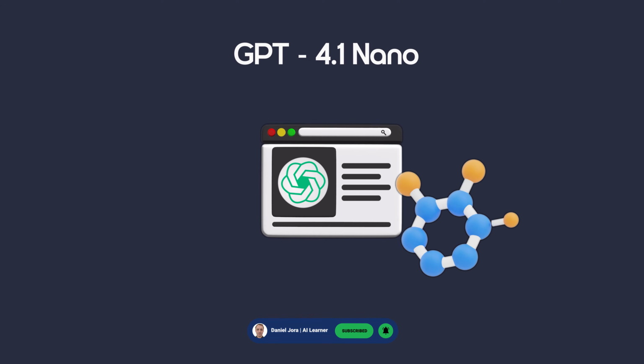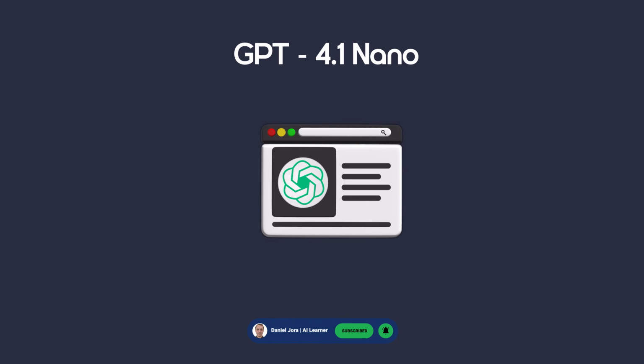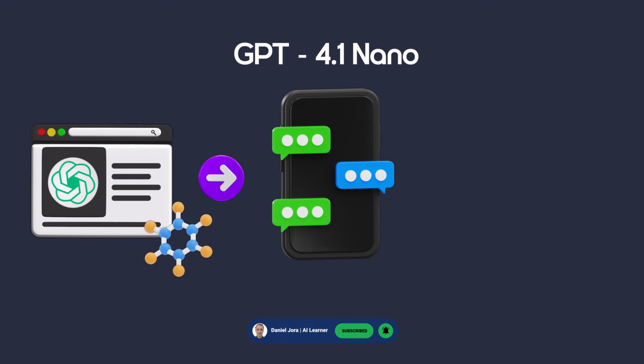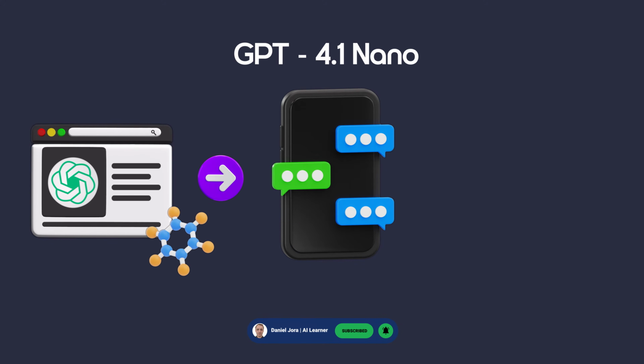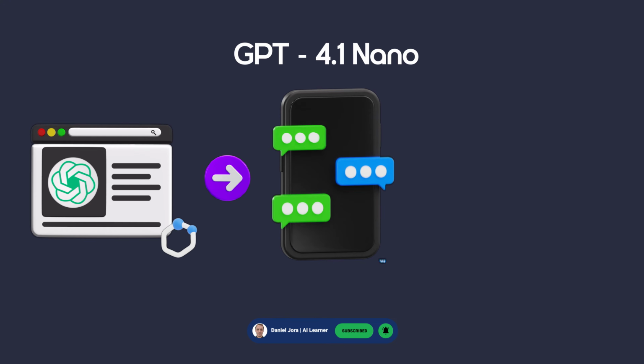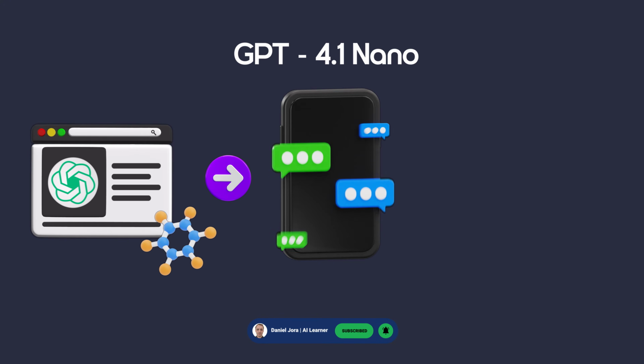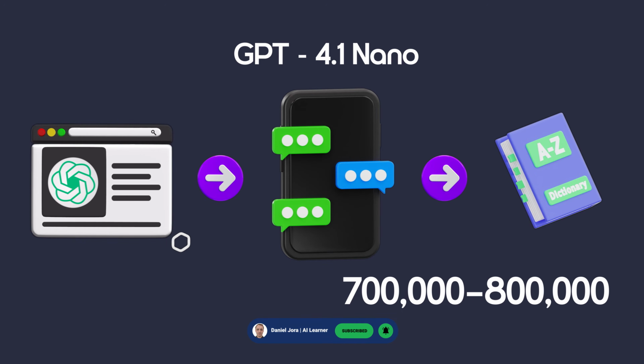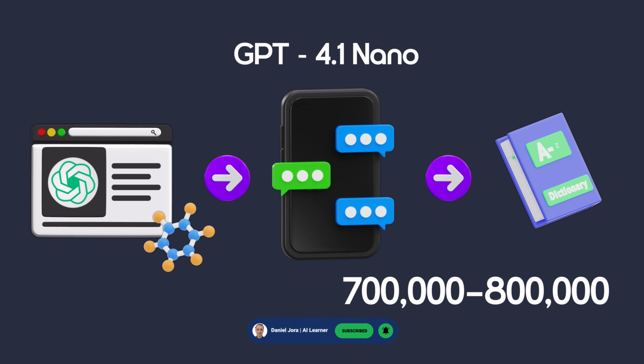GPT 4.1 Nano, OpenAI's first Nano in this family, built for maximum efficiency and throughput. The special trait is making long context workflows possible at the smallest tier, where you want speed and cost control more than peak capability. Its usable memory is roughly 780,000 to 800,000 English words.